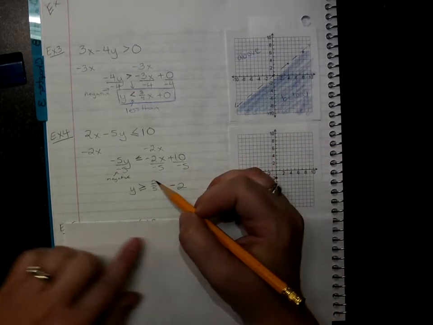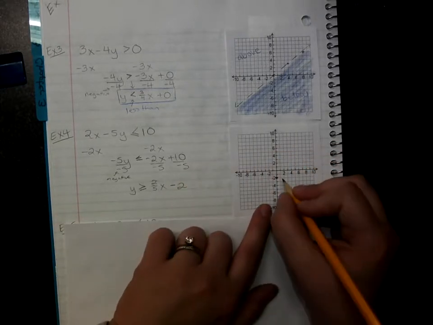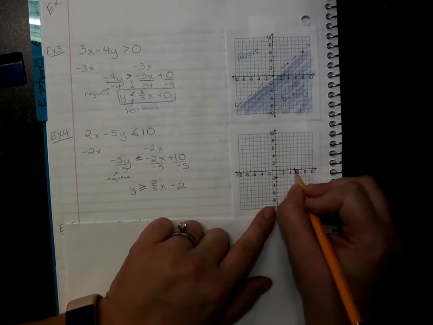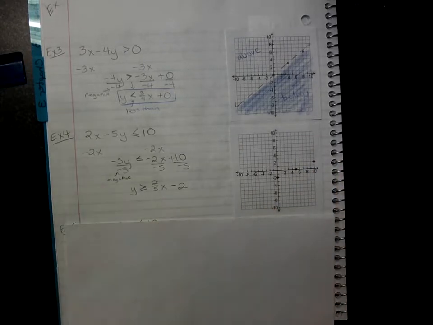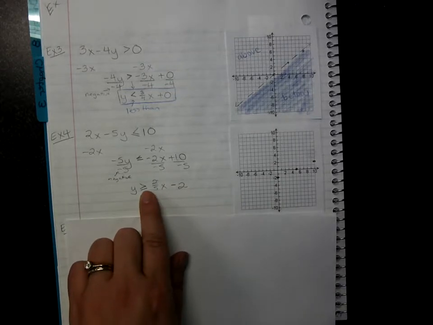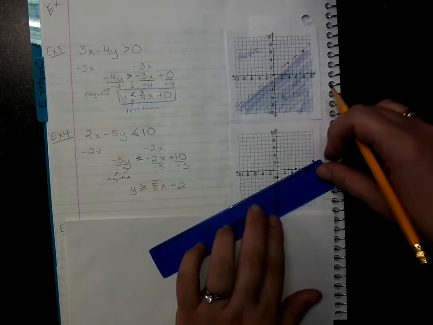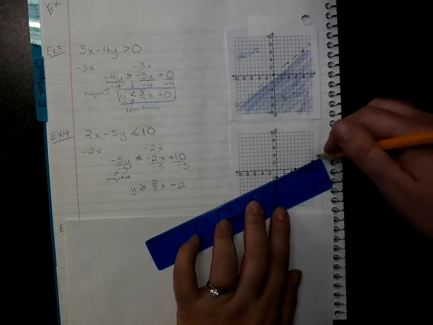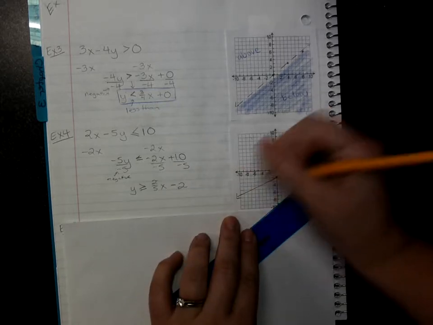From there, my slope is positive 2 over positive 5, so I'm going to go up 2, right 5. I'm going to do that one more time, up 2, right 5, until I'm out of room. I need to decide solid or dashed line. If there's a line underneath, then I make a solid line. So I have a nice clean solid line here, all the way across the grid.